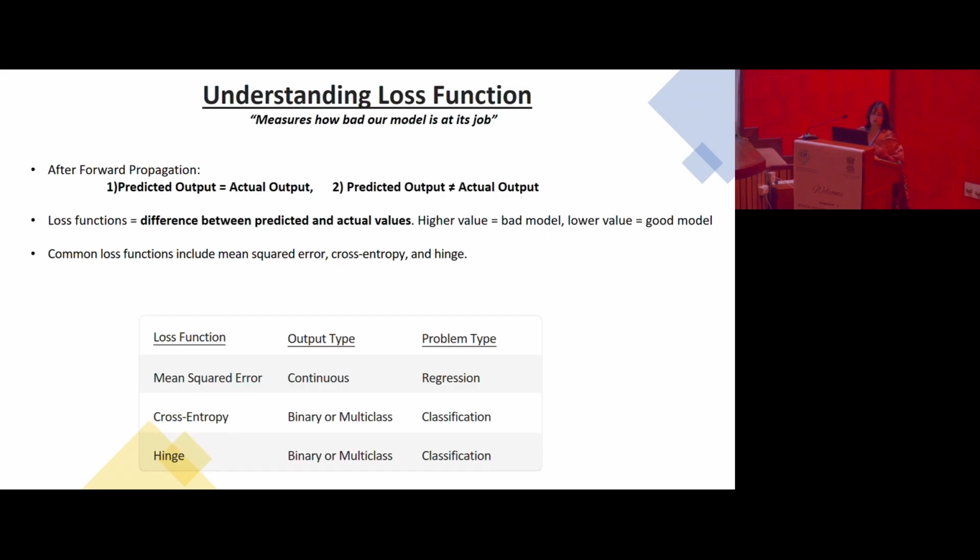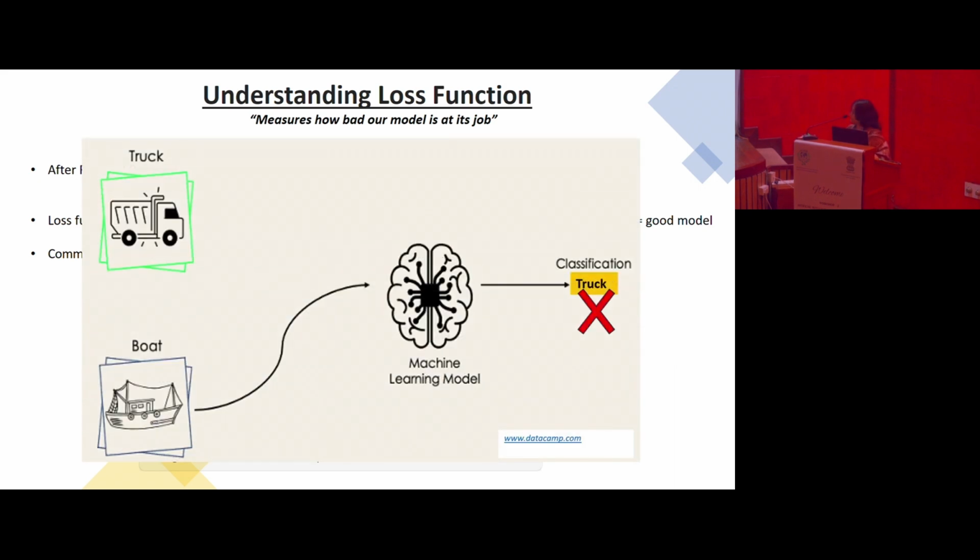So now once the model gives the prediction, there has to be something that tells us how good or how bad my model is. Because after forward propagation, we have two scenarios. First, the predicted output is equal to the actual output. Second, the predicted output is not equal to the actual output. For example, in this image classification, I gave boat, but the machine predicted it to be a truck. So this is wrong. My machine is not doing well. My machine is a bad performer.